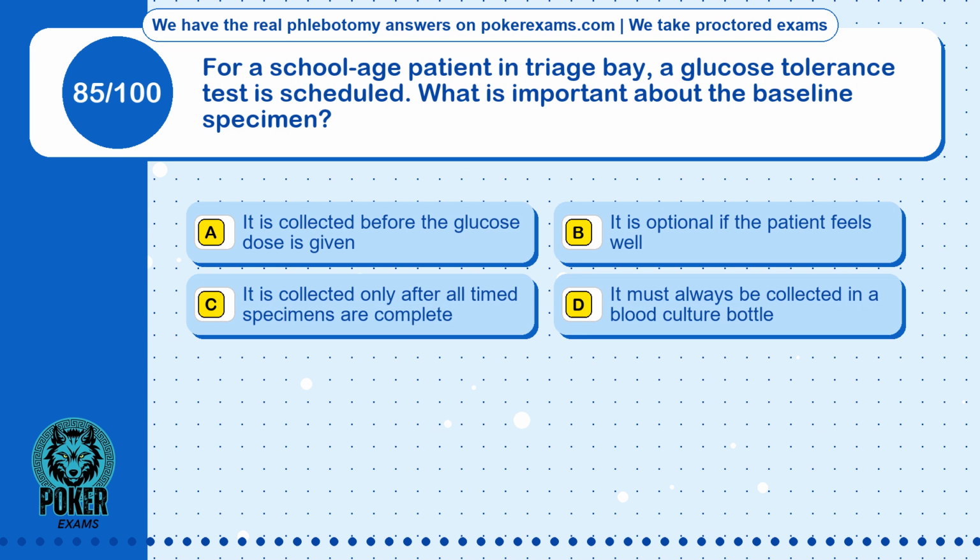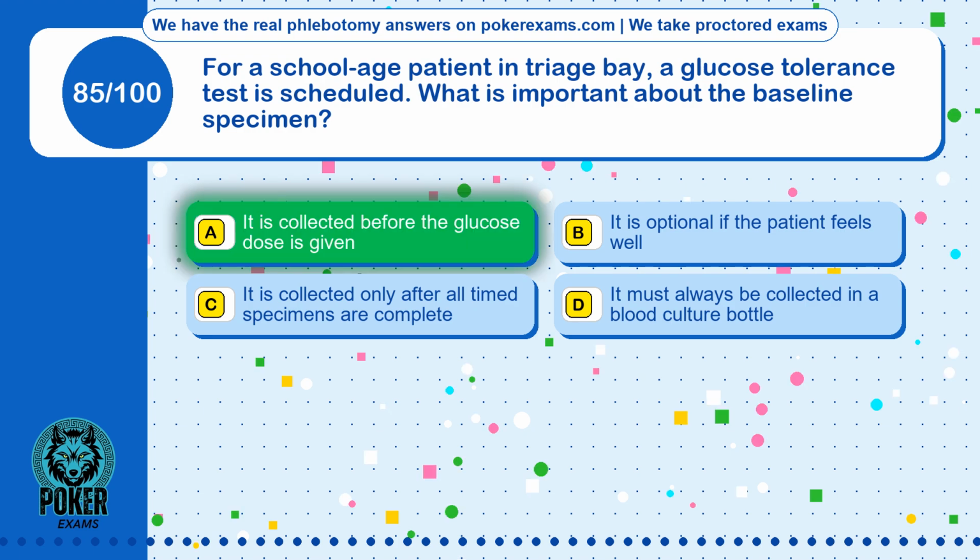Question 85. For a school-age patient in triage bay, a glucose tolerance test is scheduled. What is important about the baseline specimen? Option A. It is collected before the glucose dose is given. Option B. It is optional if the patient feels well. Option C. It is collected only after all timed specimens are complete. Option D. It must always be collected in a blood culture bottle.